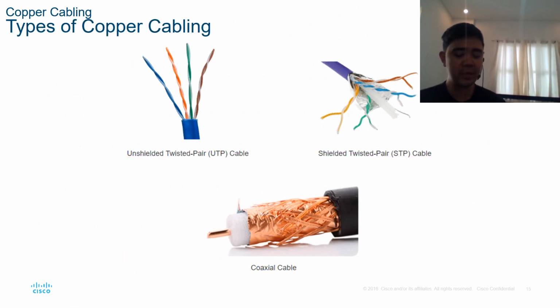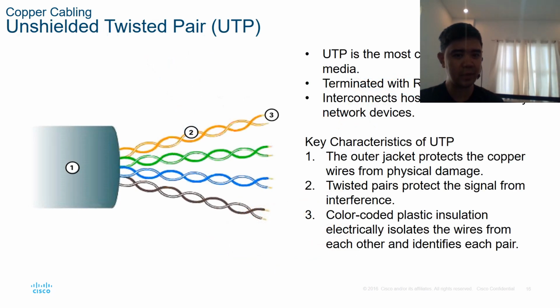Okay, so these are the types of copper cabling, and again, as I mentioned a while ago, we have twisted pair and then coaxial. In the twisted pair, the characteristic is that there are 8 wires and they are paired. There is a pair used for transmit. There is also a pair for receive.